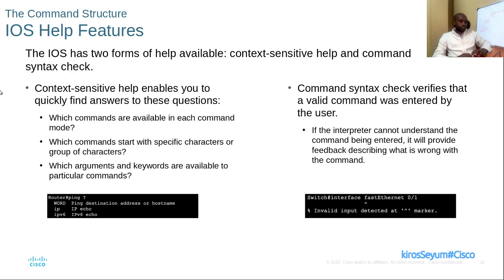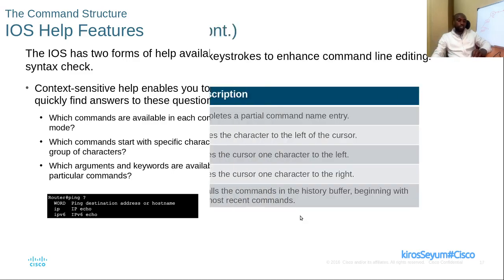For example, you have help. You may, for example, type ping ? It will help you a lot. Sometimes, for something like interface fast Ethernet 0/1, there is some problem with that. So the fast Ethernet, the up arrow indicates you have some problem there. There is some invalid command, so you have to troubleshoot such kind of problem.